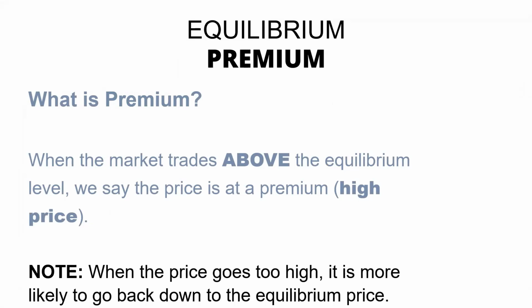Think about Fibonacci. When the market goes too much to a swing high, it is more likely to go back down to 50% or 61.8%. Think of the Gann box. When it goes too high, it tends to come back down to 50%. So very similar to fair value gaps and equilibrium.